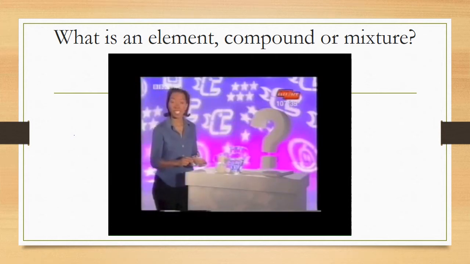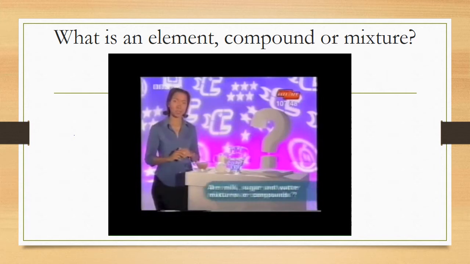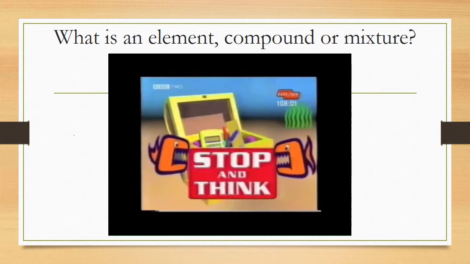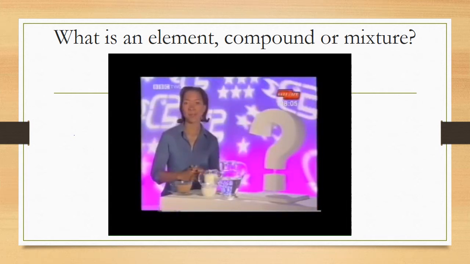My cup of tea is obviously a mixture. It has several ingredients. But how about the ingredients themselves? Here's a question for you. Are each of these, milk, sugar and water in my tea, mixtures or compounds? Why not stop the tape and have a think? So, which of these three examples are mixtures and which are compounds?